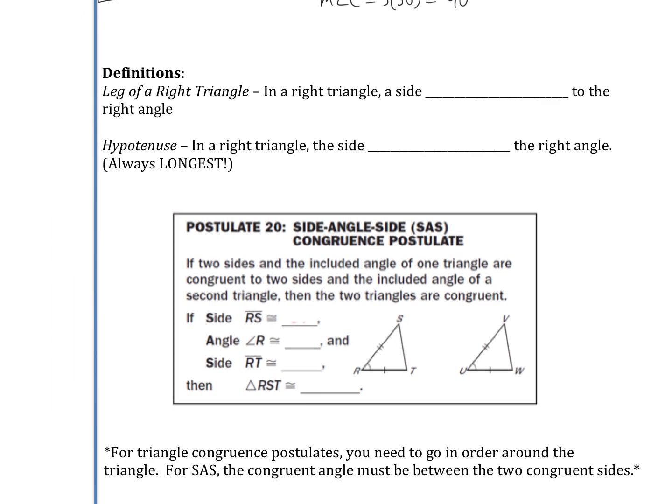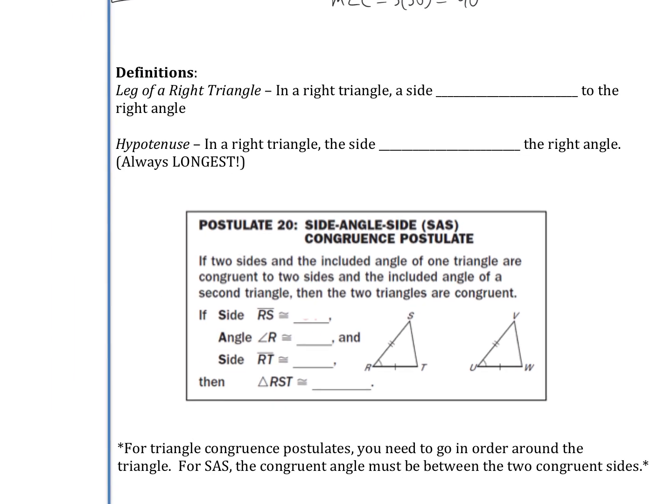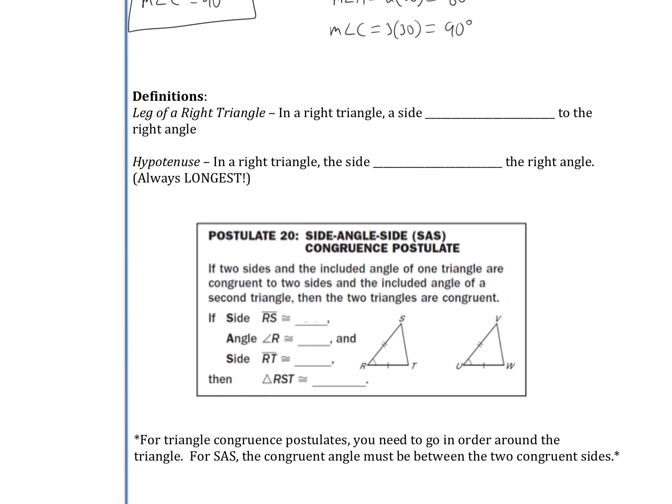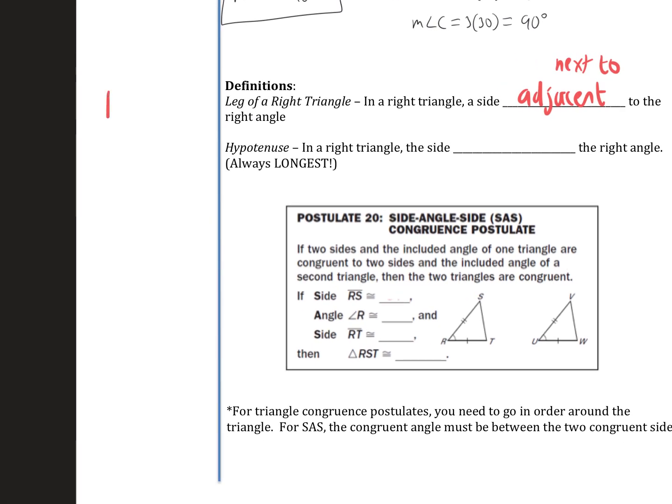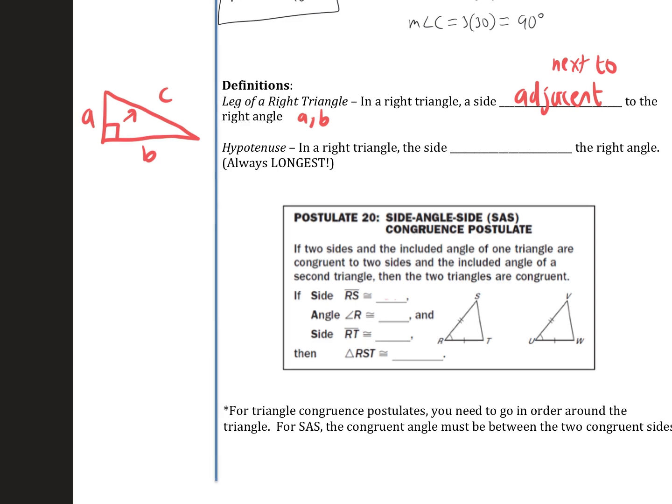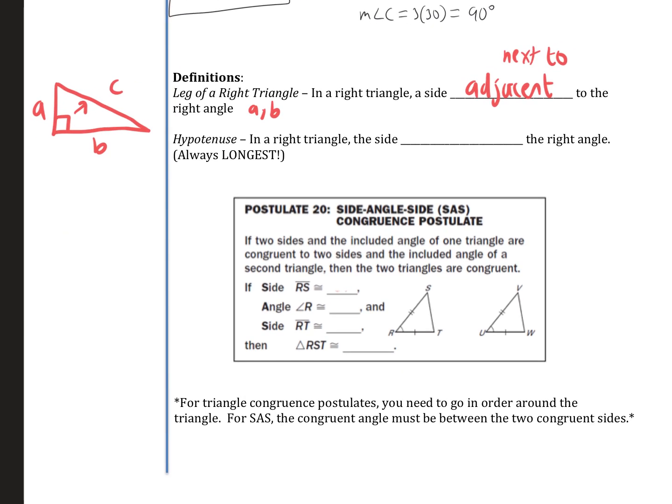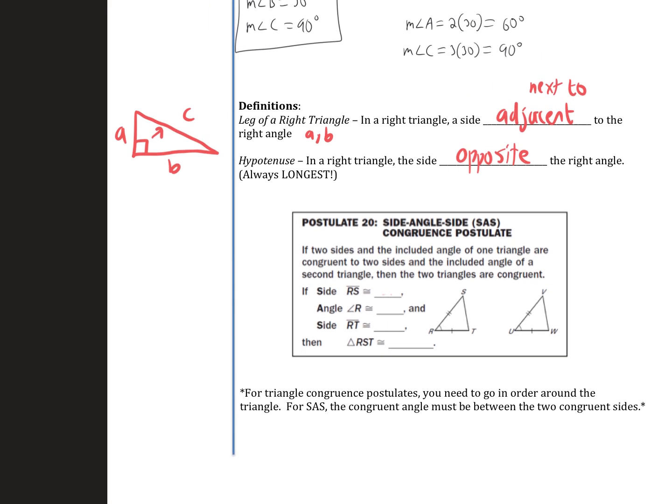Or some definitions. So we have definitions. The leg of a right triangle. In a right triangle, a side that is adjacent. What does adjacent mean? It means next to, right? Adjacent, or next to, the right angle. So, for example, if we have a right triangle like this, here's a right triangle. A and B are legs. And what's C called? C is called the hypotenuse, and that's the side opposite the right angle. That's why I drew that arrow there. It's always the side that's opposite the right angle. So this would be C. Okay?